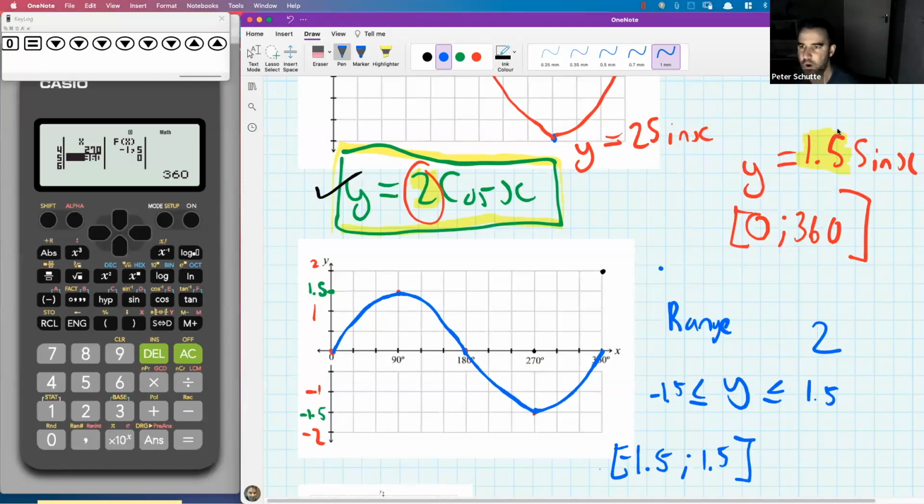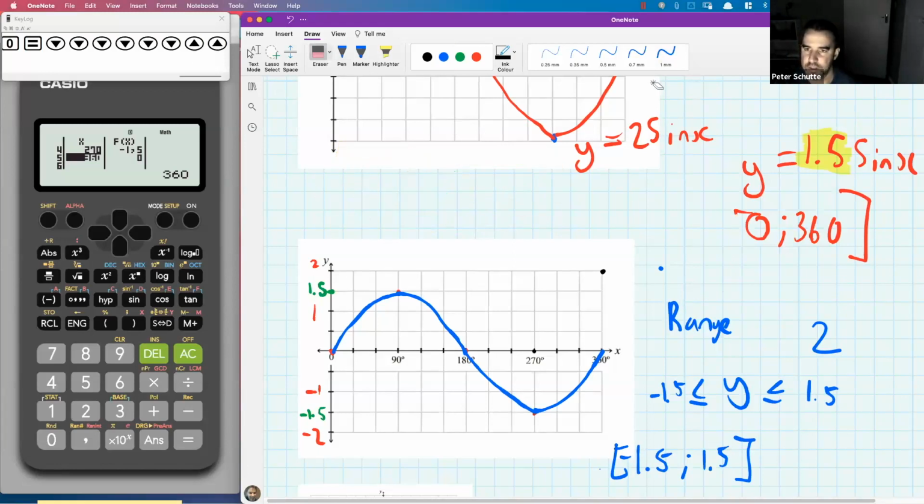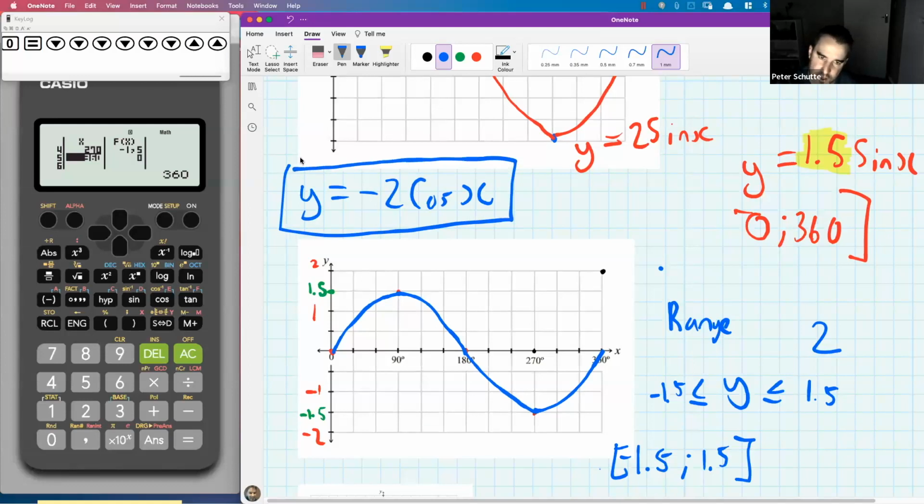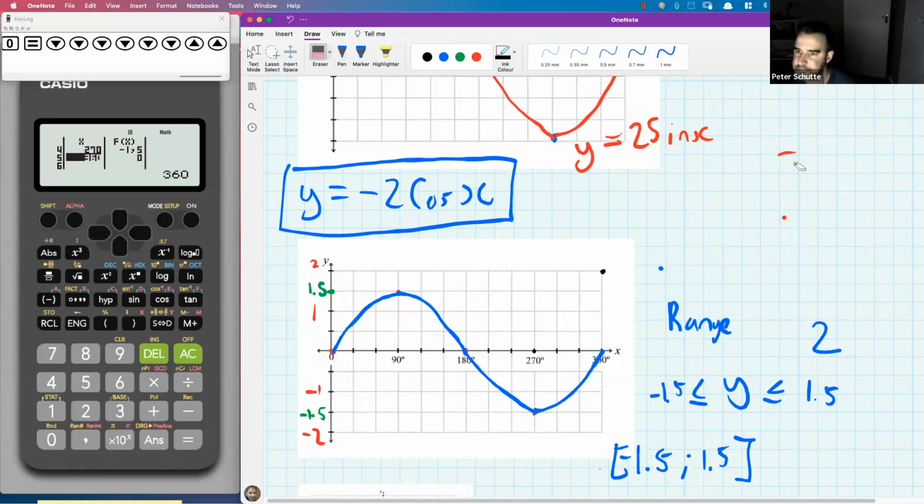I want to squeeze in one more before the break. Okay, so the last one that I want us to try is, what if I ask you, can you draw for me y equals minus 2 cos x? So I want you to try by yourself now using the calculator. Can you draw that graph over the domain 0 to 360? Over to you guys. See if you can do that.